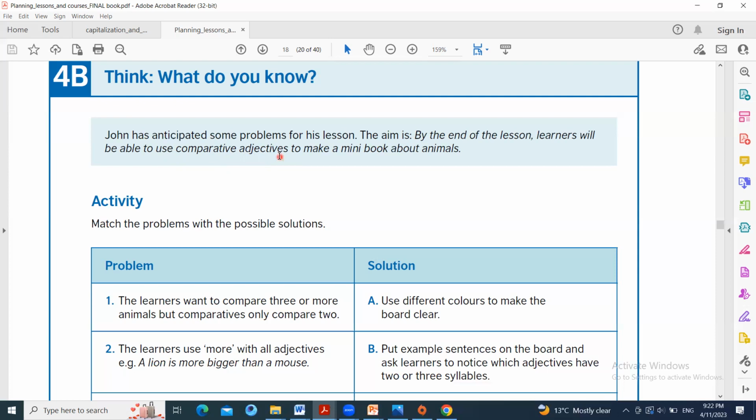M-O-R-E, okay. So this is a thing that the students will be able to use by the end of the lesson, and also to make a mini book about animals. Okay.